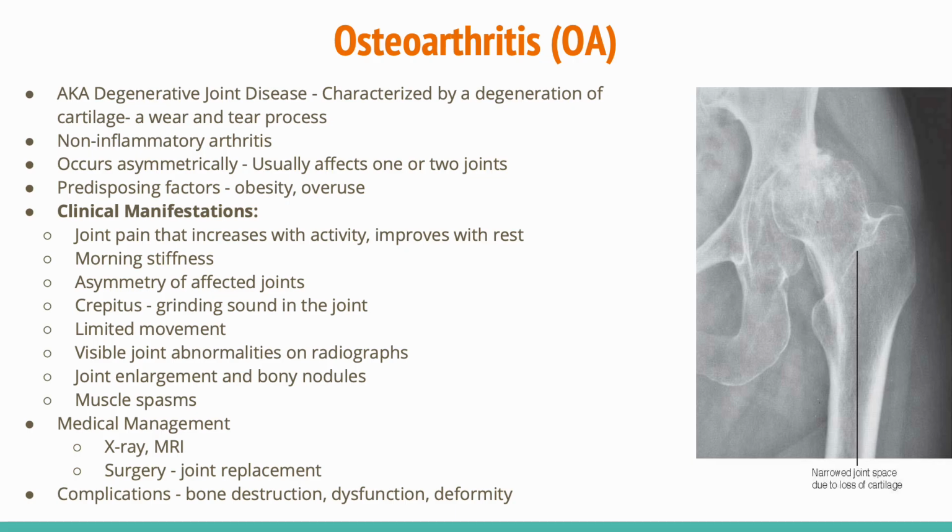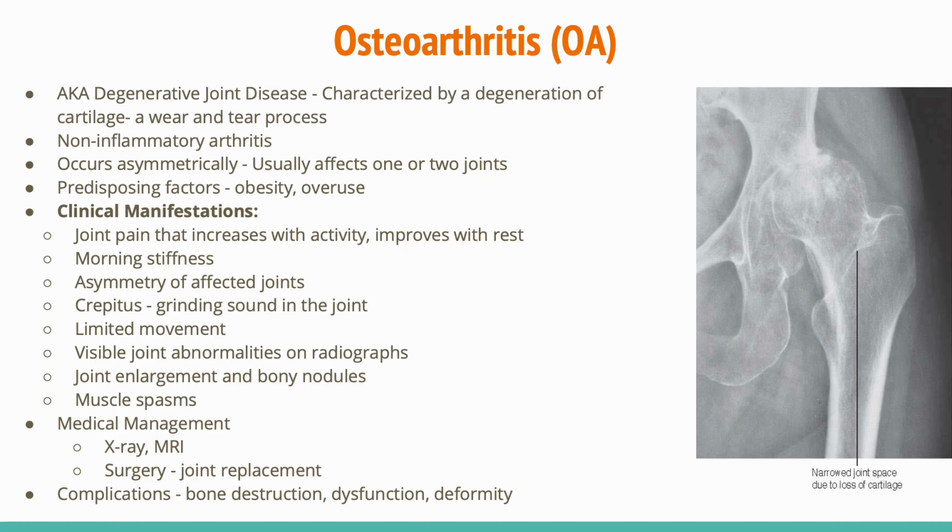Unlike RA, osteoarthritis is often asymmetrical, affecting one joint more severely than another, whereas in RA you have simultaneous joints affected at the same time. Patients typically report joint pain that worsens with activity and improves with rest. Morning stiffness is usually brief, lasting less than 30 minutes, but that's a hallmark sign.